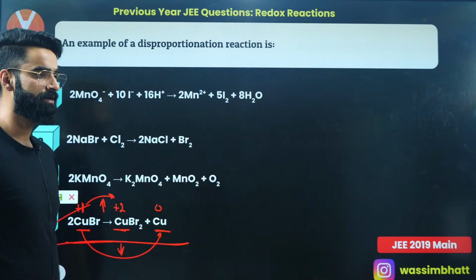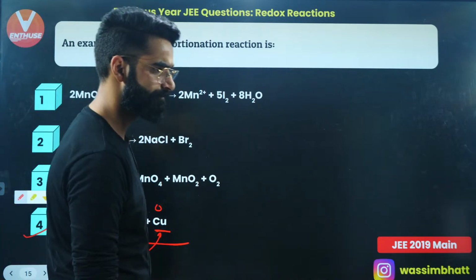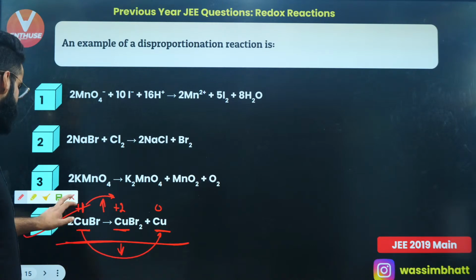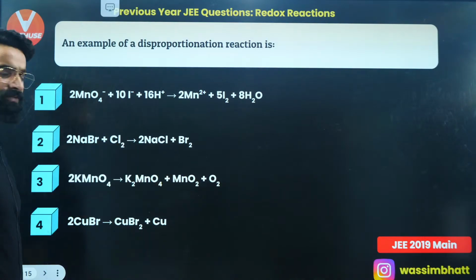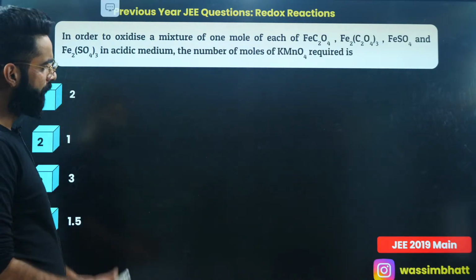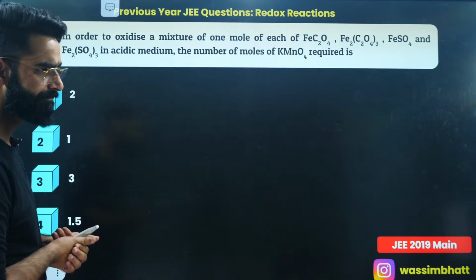Whereas in hydrogen peroxide, the oxidation state of oxygen is going to be -1. So option 4 is going to be the correct answer of this question. Well, you can check the others as well. You won't be finding any other disproportionation reaction apart from this option 4. The question was asked in your JEE Mains 2019.